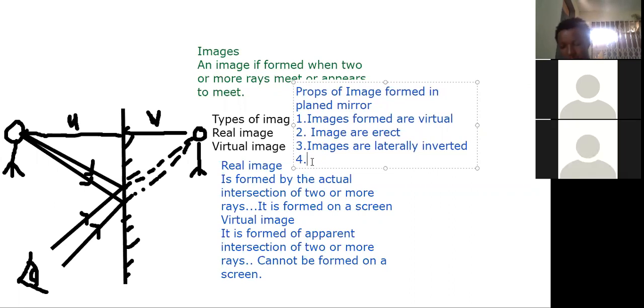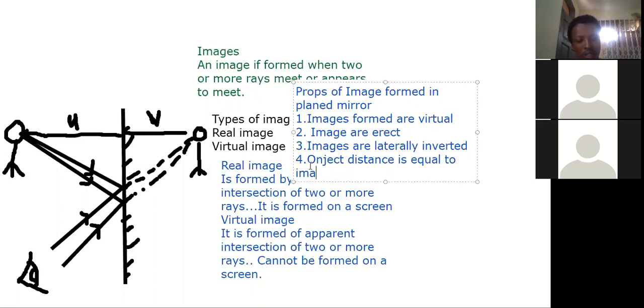Now, the object distance, the distance from here to here, is the same as the distance from here to here. So the object distance is equal to the image distance. Real images are the ones normally formed by our cameras and so on, the projectors and the rest.